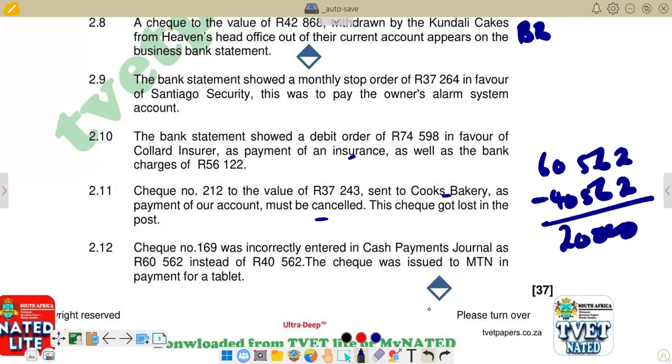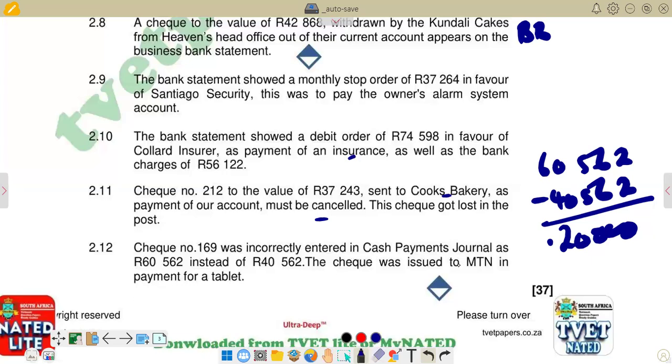After getting the difference, we try to identify which wrong amount was entered. The wrong amount was 60,000, which is greater than the actual amount. So it means we entered a greater amount, which means we have to cancel this 20,000. This was in cash payments, so to cancel it we have to go to the opposite side, the cash receipts journal, and enter it there. This 20,000 applies to the cash journal, and remember, it was for MTN.